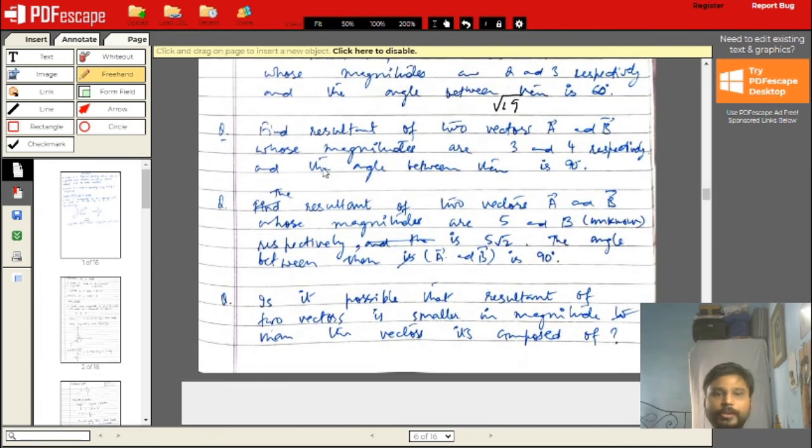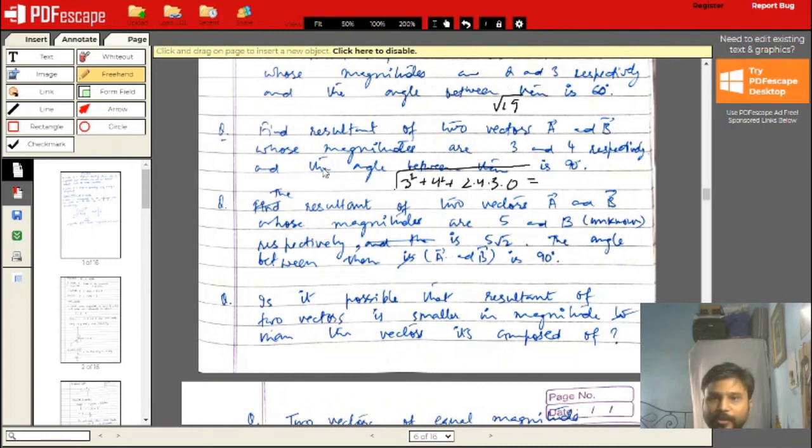Magnitude of the resultant. Find the resultant of two vectors A and B whose magnitude are 3 and 4 and the angle between them is 90 degrees. So this is again a very common problem. 3 square plus 4 square plus 2 into 4 into 3 into cos 90, which is 0. So this is simply 5.